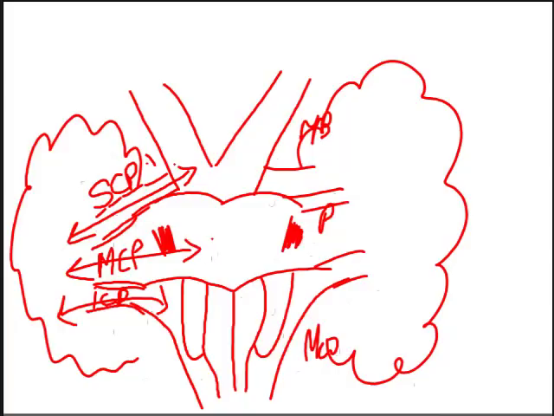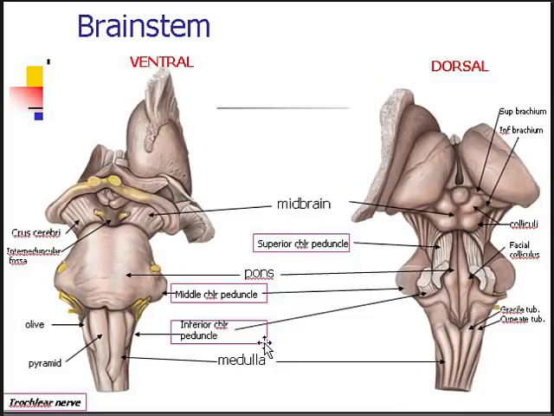Now let's go back to our PowerPoint and let's look at the dorsal aspect. So if we were to turn this around and look at the back, so now we are looking at the back or the posterior or dorsal aspect, here's what we see in the dorsal aspect of the brainstem. So this is the thalamus and this is the thalamus, and here you can see the thalamus on the dorsal aspect.